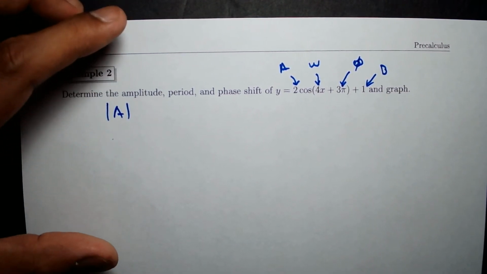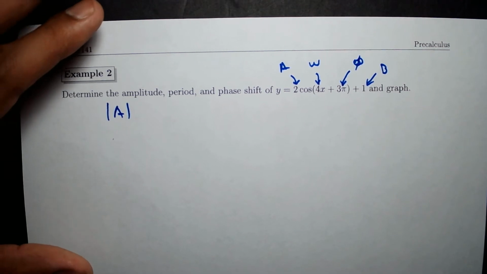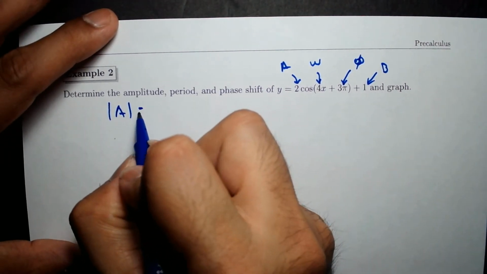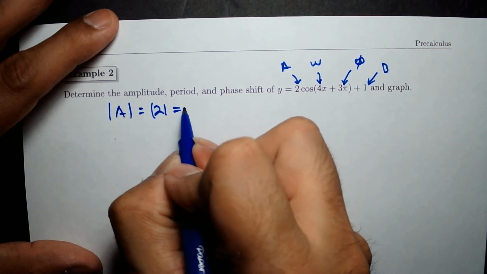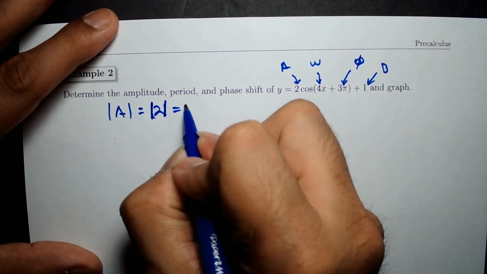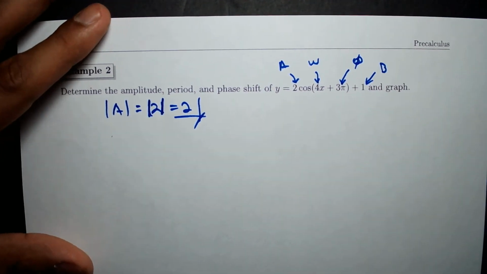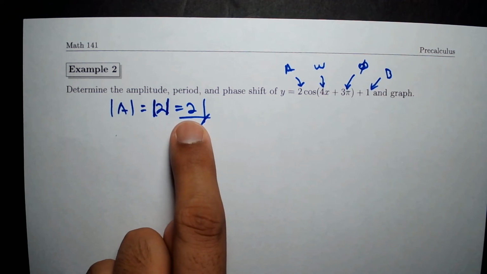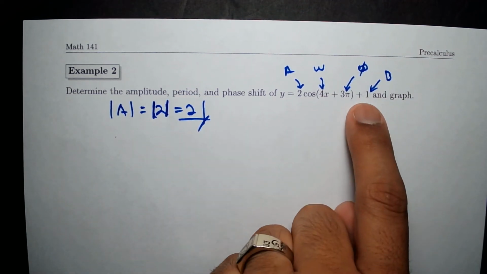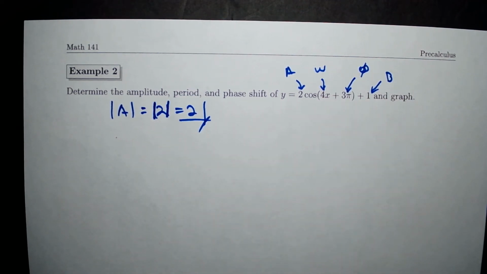So what's going to happen here? The absolute value of a, that's the absolute value of 2, which is simply 2. That means potentially the range of the function is going to go from -2 to +2, but this +1 will make the function be shifted up 1 unit, so that is going to change.